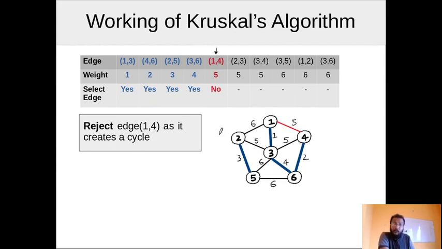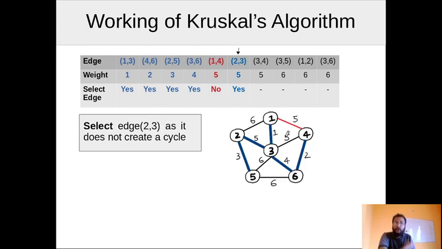What about 1 4? If I select 1 4, it creates a cycle, because if you look at this, 1 is already being touched by this edge, 4 is already being touched by this edge. So, if I select 1 4, it would be rework, because a roadway is already built from 1 to 4. This is the path. Because it is creating a cycle here, if you see, this is a cycle. So, I do not select 1 4.